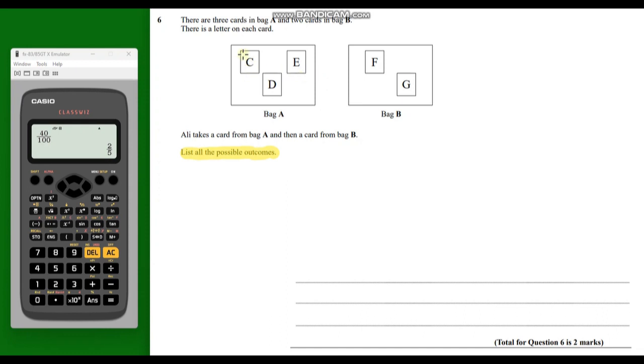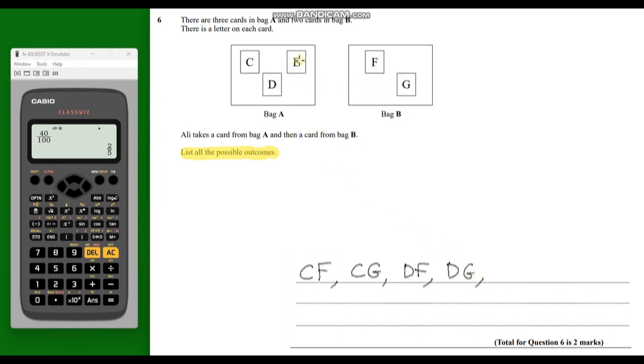So first of all, I'm going to start with all the C's. So let's say that Ali takes a C from bag A and then an F from bag B. So that's one combination. Let's say he still takes a C from bag A, but then he takes a G from bag B. Now that's all of the C combinations, CF and CG. Now let's look at the D combinations. So you can have D and F, and you can also have D and G. And that's all of the D combinations.